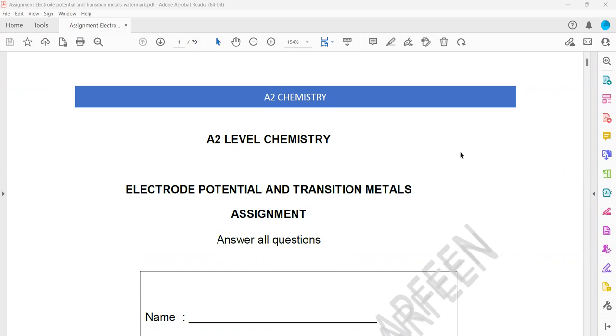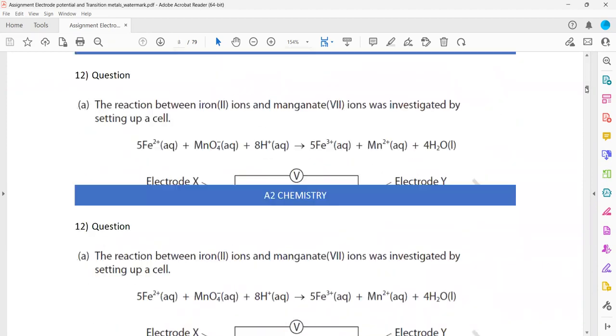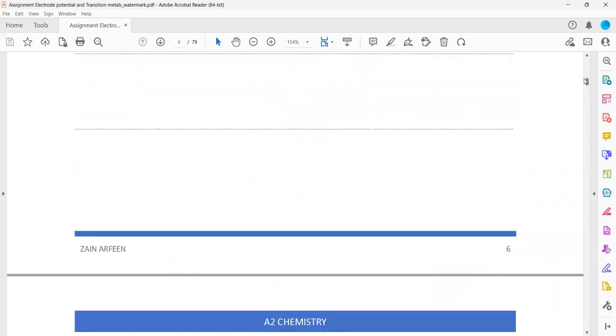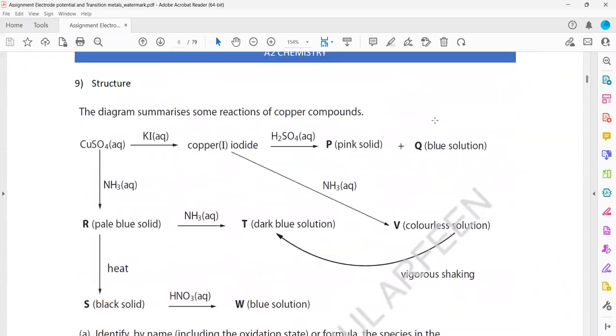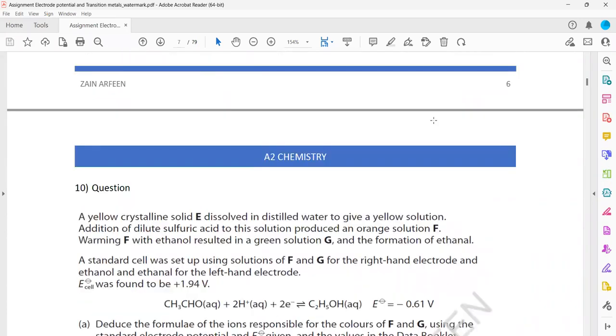The exercise, the assignment related to electrode potential and transition metals, as the two topics are related to each other. I did the first 9 questions from this. So starting with question 10.